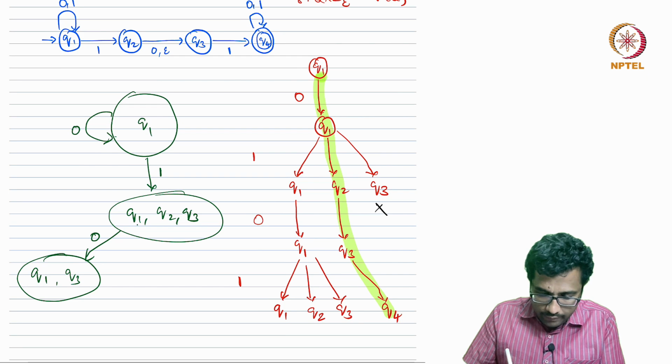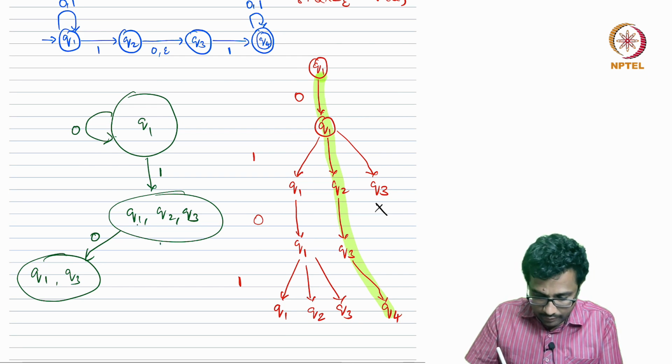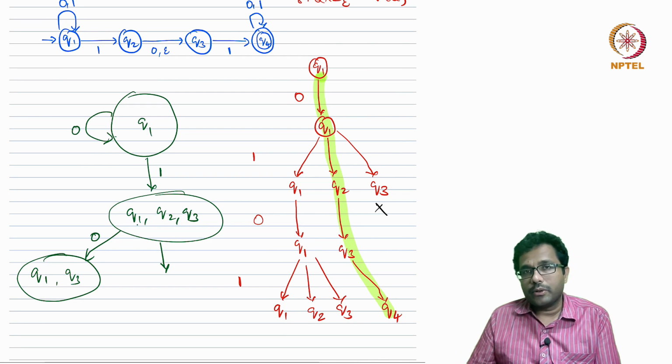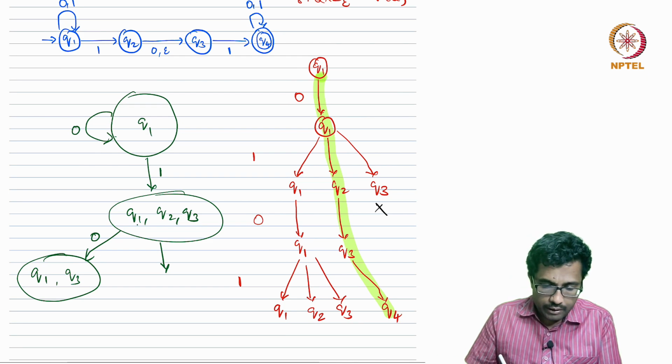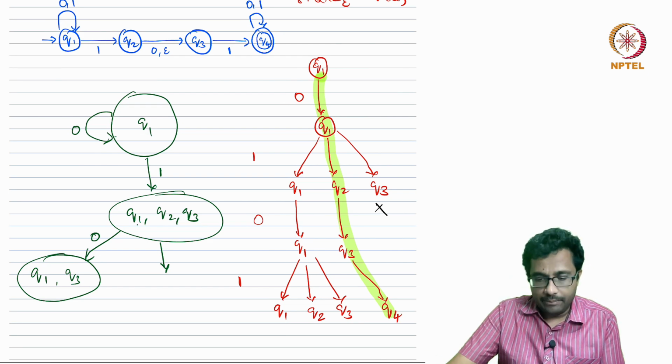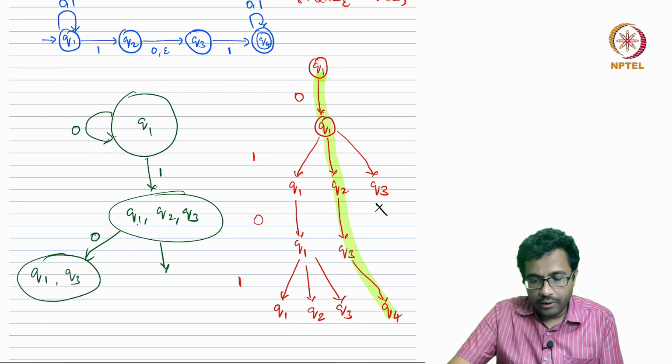Suppose you see a 1 from q1, q2, q3, right? So from q1 itself, if you see a 1, you can go to q1, q2 or q3. From q2, if you see a 1, there is no next step. From q3, if you see a 1, you can go to q4.